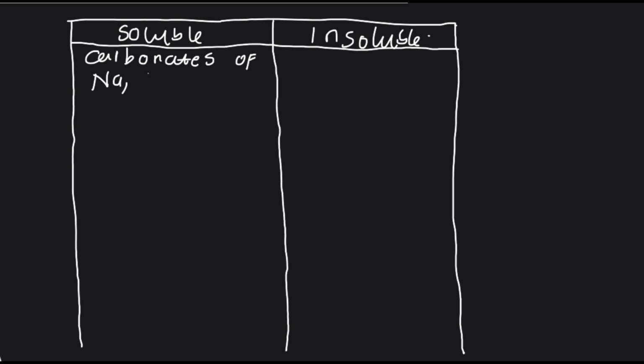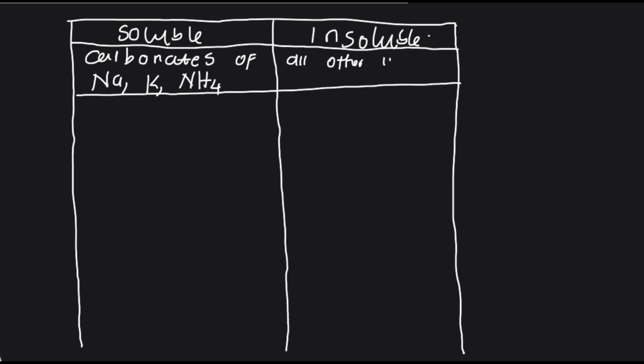Apart from sodium carbonate, we have potassium. Apart from potassium, we have ammonium. So for carbonates, we can just say carbonates of group 1 elements are all soluble, including the ammonium. Then all other carbonates are insoluble. This is a very important table that I would like you guys to make sure you commit whatever that we are discussing into memory.